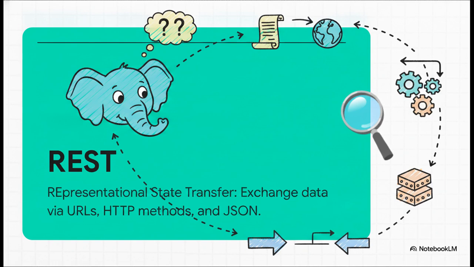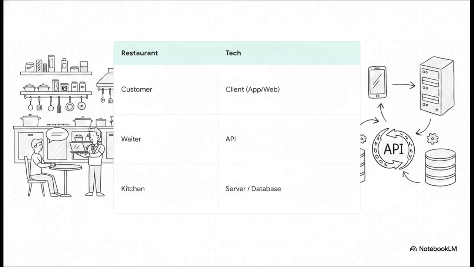Now, REST, which stands for Representational State Transfer, kind of a mouthful, I know, is simply the standard for how we move data around. In practical terms, it just means we use URLs to pinpoint resources, HTTP methods to actually take action, and we swap data back and forth using JSON. It's actually a perfect one-to-one mapping.